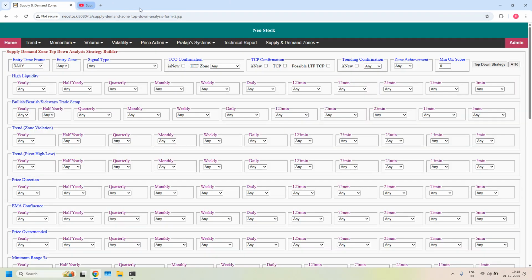Now I am generating different supply demand zone reports with the help of NeoStock Software's supply demand zone top-down analysis strategy builder. First, I am generating the stocks near daily and 75 minutes demand and supply zones. From those reports, we will identify high priority, high liquidity zones, and those zones will be useful for using the high liquidity zone strategy that you learned in lesson 21.3 video, and those zones will be useful for intraday trades with a good success rate.